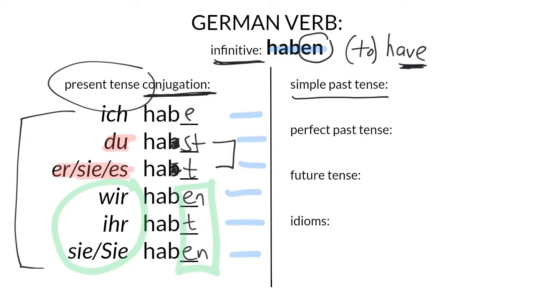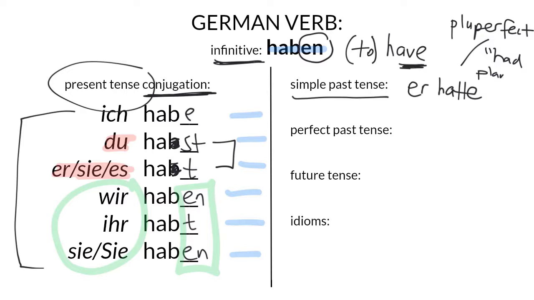Now let's look at the simple past tense. This is not the most common past tense in German. We'll get to that next. But this is important, particularly with this verb, and it is hatte. We're going to use the er form because that gives us all the information we need. And this is an important form by itself, but also it's used for the pluperfect tense, which is where you say had played, for example. So it's the past tense before past tense. And this hatte is important because it is used for that had.